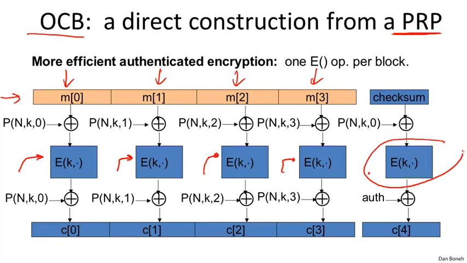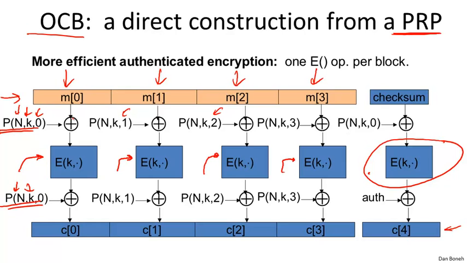And then you evaluate it one more time at the end to build your authentication tag. The overhead of OCB beyond just a block cipher is minimal. All you have to do is evaluate a certain very simple function P. The nonce goes into this P, the key goes into this P, and then there's a block counter that goes into this P. So you just evaluate this function P twice for every block, and you XOR the result before and after encryption using the block cipher. And that's it. That's all you have to do. And then you get a very fast and efficient authenticated encryption scheme built from a block cipher.